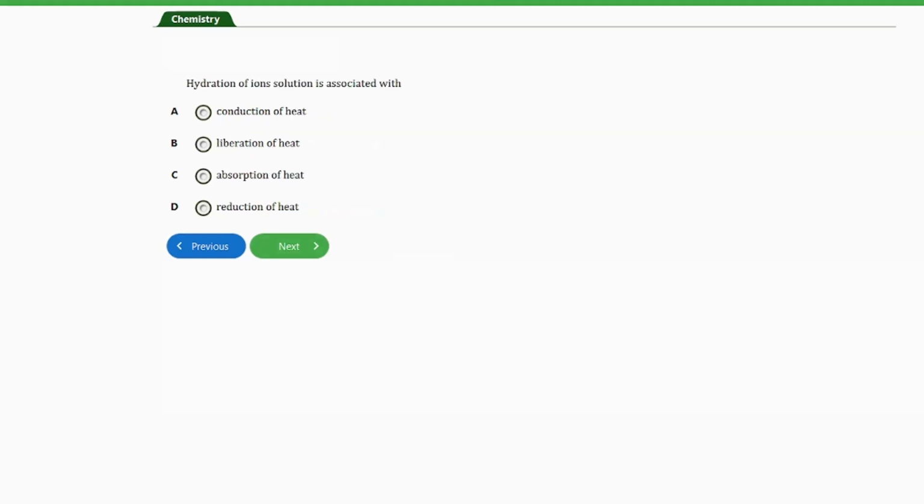So let's consider the next question. Question number 8. It says, hydration of ions in solution is associated with A, conduction of heat, B, liberation of heat, C, absorption of heat, D, reduction of heat. So guys, the answer to this question here is option B, and that's liberation of heat. Hydration of ions in solution is actually associated with liberation of heat. So in this question, you have to understand that in hydration, heat is actually liberated. So that's it for that question.